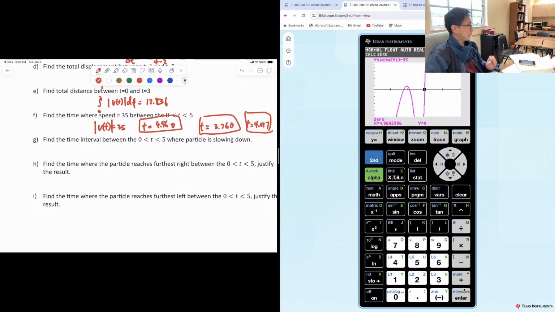Speed is absolute value v of t, because speed is only positive. So you only take account of positive velocity. Where it's equal to 35. So if it's equal to 35, that means you look for intersection. Or you can subtract 35 to the other side. So that's just saying absolute value of v of t equals 35, right? Or you can say absolute value of v of t minus 35. I can just graph this function equal to 0. So I'm looking for the x-intercept when v of t minus 35 is equal to 0.